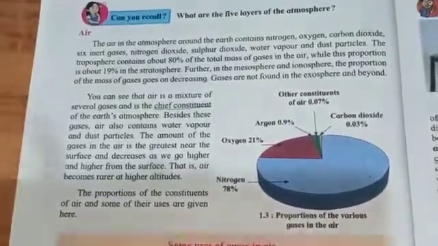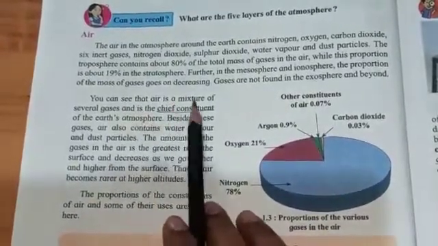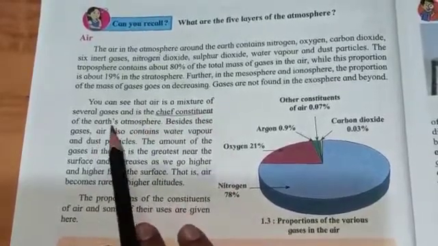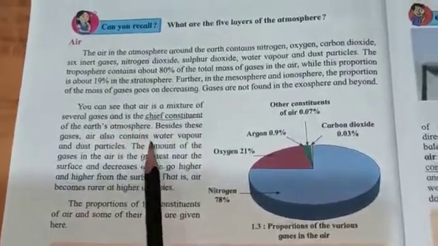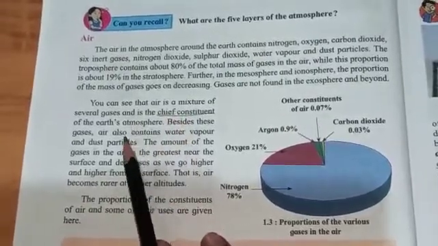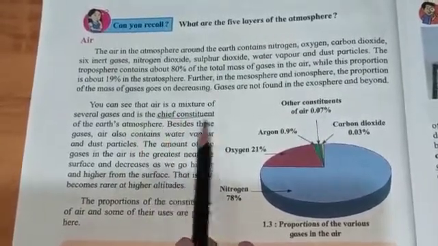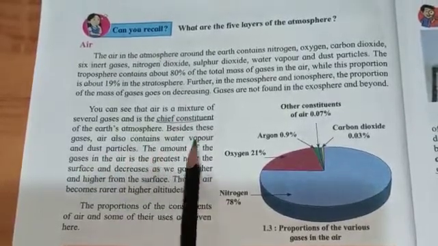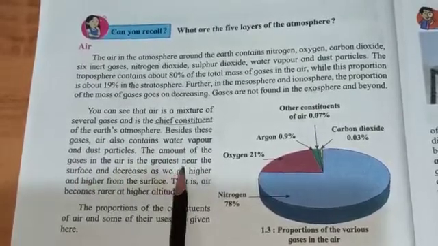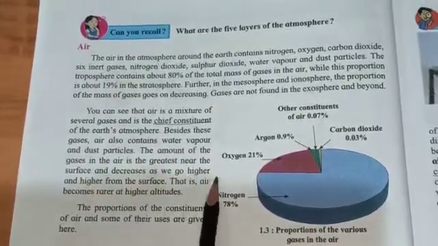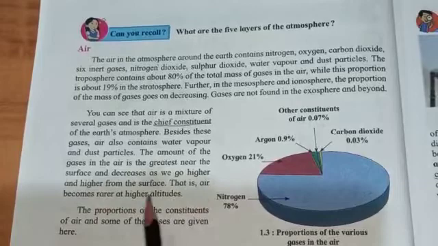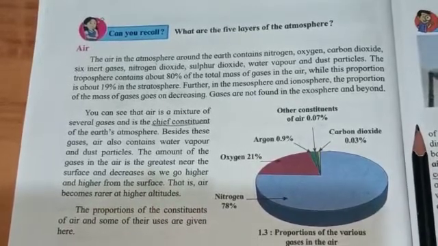Now you can see that the air is a mixture of several gases and is the chief constituent of the Earth's atmosphere. Chief constituent means what? It is very important. It is the very big part of the Earth's atmosphere. Besides these gases, air also contains water vapor and dust particles. The amount of the gases in the air is the greatest near the surface and decreases as we go higher and higher from the surface.